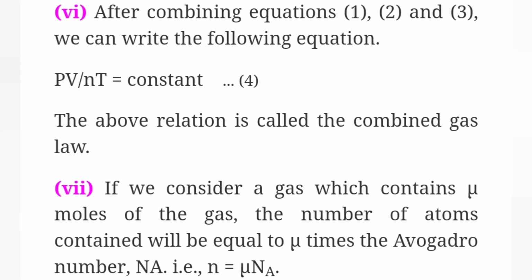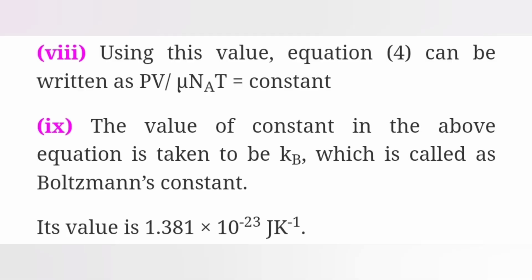Sixth point, after combining equations 1, 2 and 3, we can write the following equation: PV by NT is equal to constant. The above relation is called the combined gas law. Seventh point, if we consider a gas which contains mu moles of a gas, the number of atoms contained will be equal to mu times the Avogadro number NA. That is, N is equal to mu NA. Eighth point, using this value, equation 4 can be written as PV by mu NAT is equal to constant.